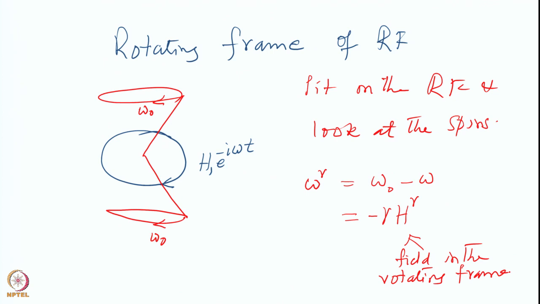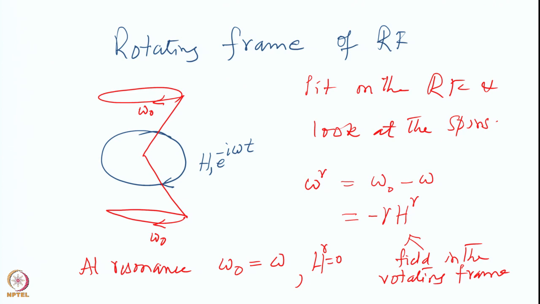Now, as I said, omega is in our control, so we can keep changing omega. Slowly change omega until you match the resonance condition. At the resonance condition, what happens? At resonance, omega naught is equal to omega. So, what will happen? The spin is stationary, right? If the spin is stationary, omega naught is equal to omega, there is no precessional motion. And therefore, the field is 0, this implies HR is equal to 0.